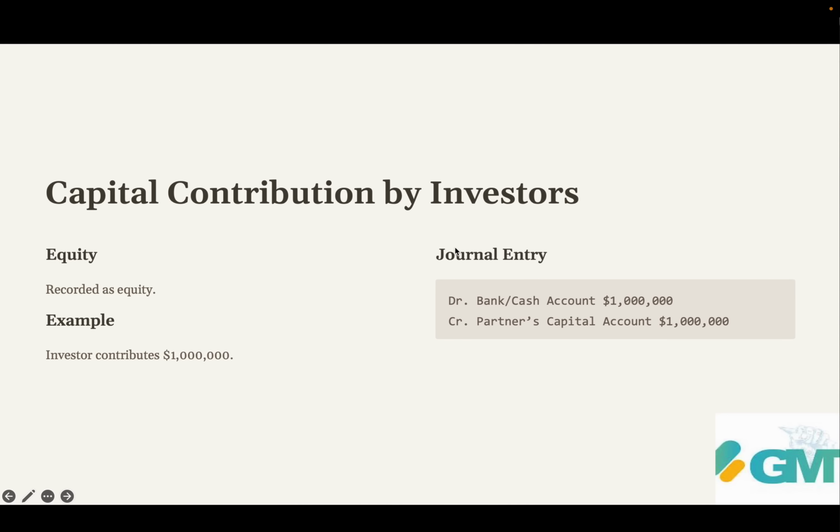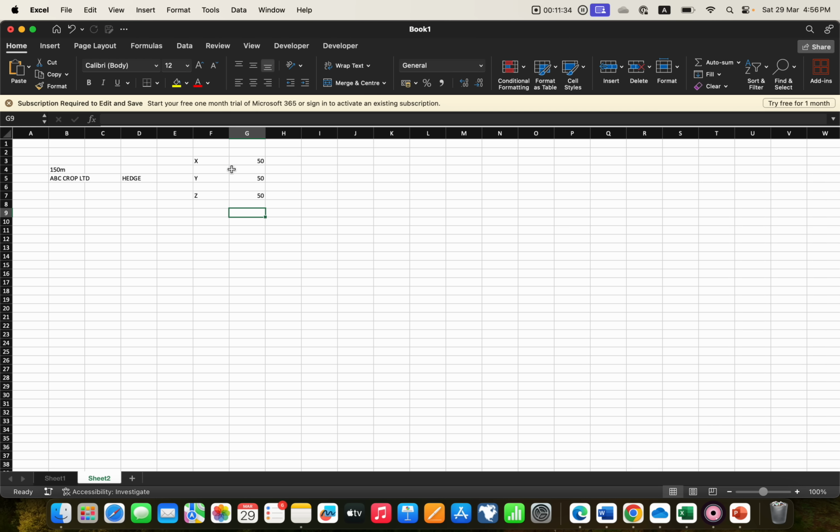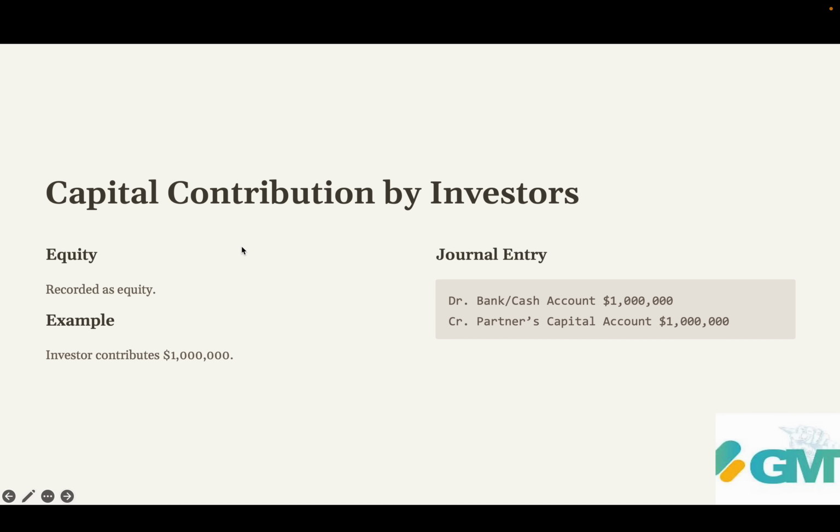So same here, when XYZ first gives money to ABC Corp, what entry should be recorded? It is recorded as equity. For example, the investor contributes 10 lakh dollars here. So in this example, the bank account is debited by 10 lakh dollars and the partner capital account is credited by 10 lakh dollars.